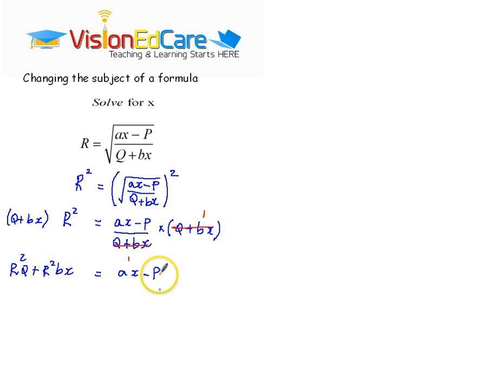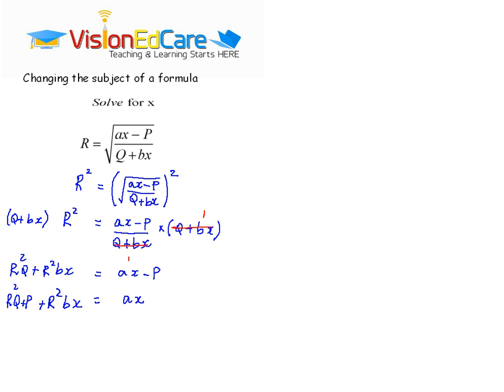Let us get the x terms on one side of the equation. So let us get rid of the minus p by adding p to both sides. So when I add p to both sides, on the right hand side I just have ax, and on the left hand side when I add p I just have r squared q plus p, and we had r squared bx.